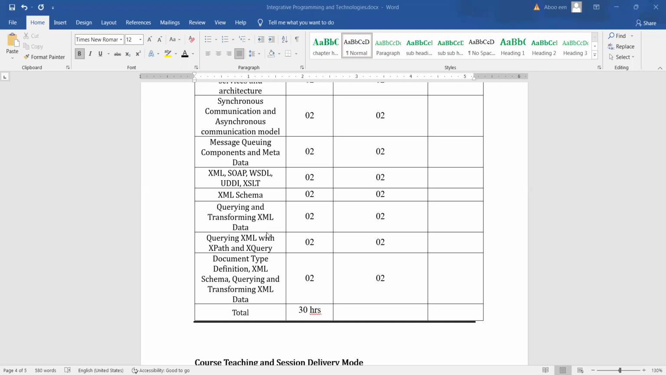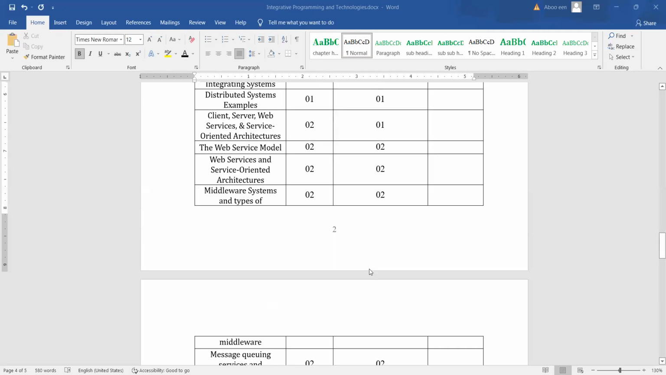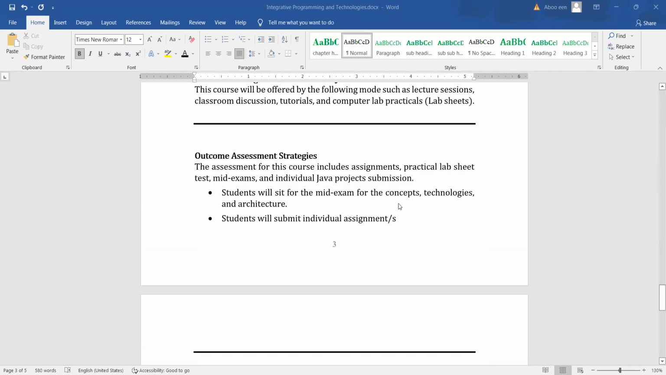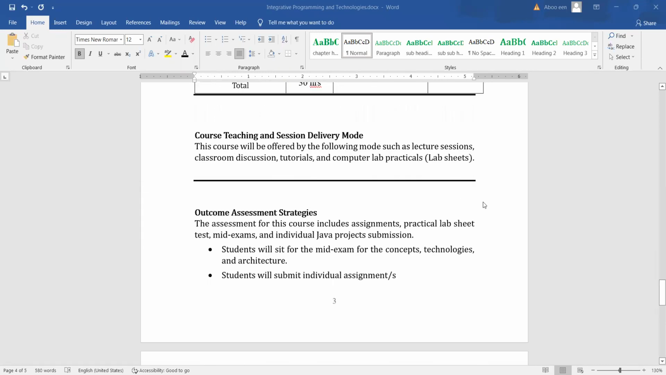So altogether, we will spend 30 lecture hours for this module. Basically, we are going to conduct this with a number of lecture sessions and classroom discussion for the theory and concepts. As for course teaching and session delivery mode, as I mentioned earlier, this course will be offered through lecture sessions, classroom discussion, tutorials, and computer lab practicals when you are back at university.